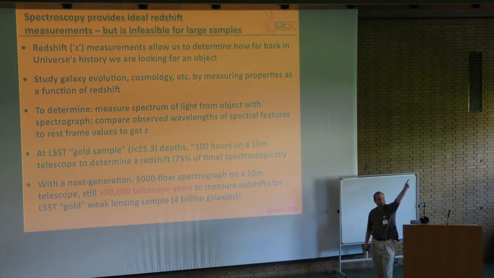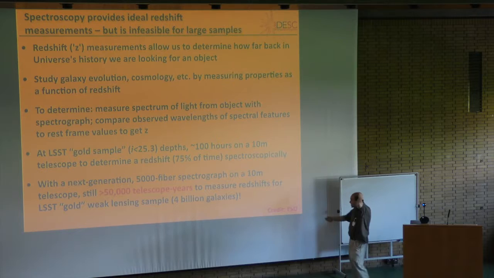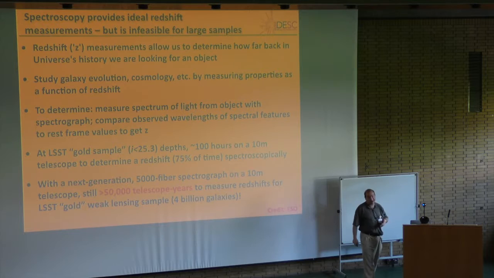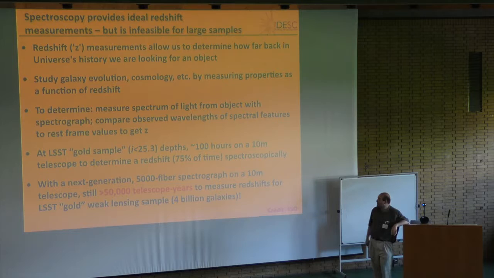We can do better, and there are designs for spectrographs being built now that have 5,000 fibers, so they can look at almost 5,000 objects at a time. Some of those fibers go to the sky. So you put a 5,000 fiber spectrograph on a 10-meter telescope, and you know the gold samples, billions of objects, 4 billion galaxies. So it's more than 50,000 years on the biggest telescope on Earth to do this.